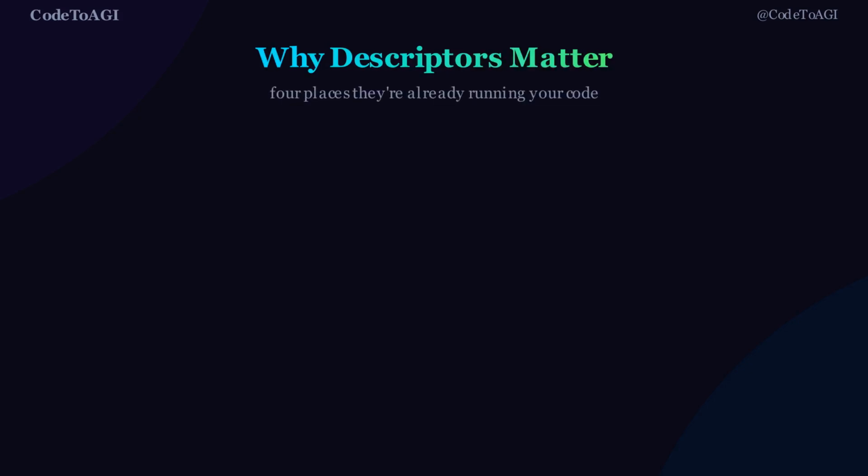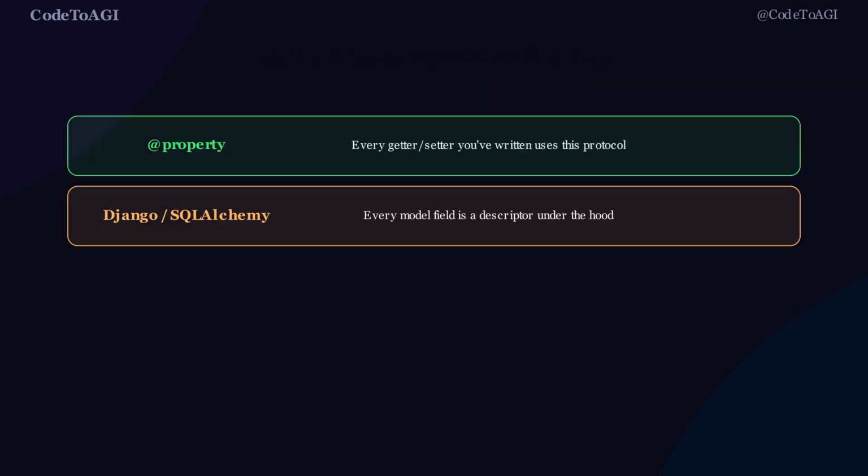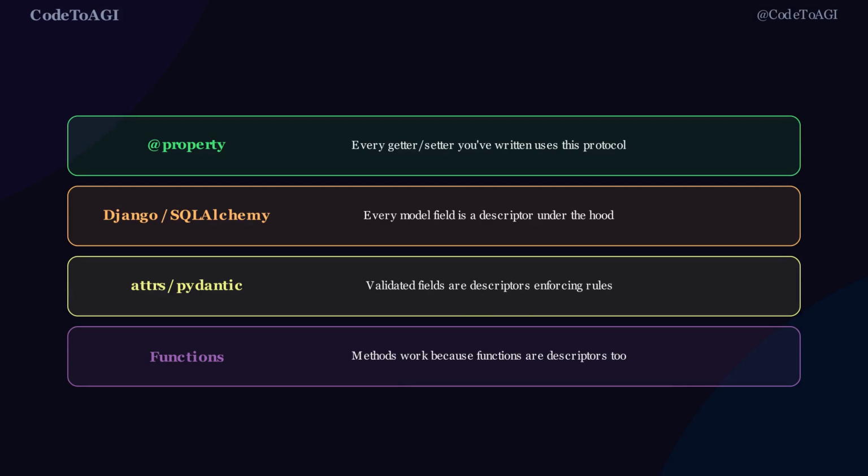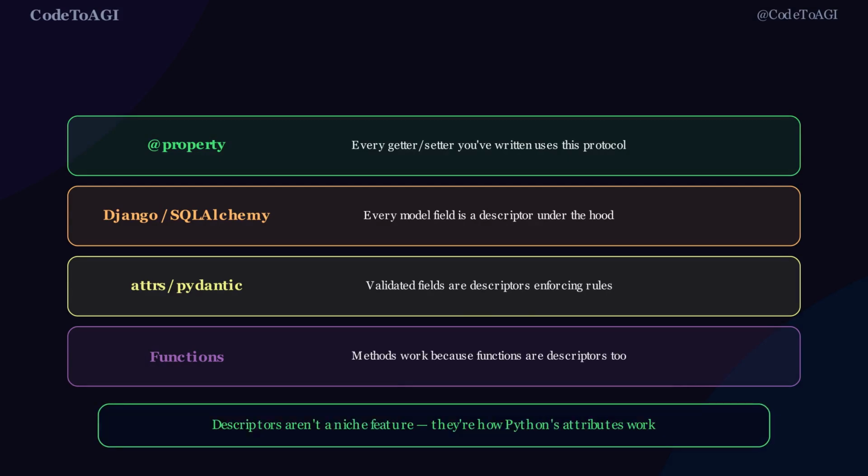Four places, descriptors are already running your code. First, every @property you've ever written. Second, Django and SQLAlchemy model fields. Third, validation libraries like Attrs and Pydantic. Fourth, even plain functions on a class. Yes, functions are descriptors. That's literally how self works. Descriptors aren't niche. They're the engine under attribute access.